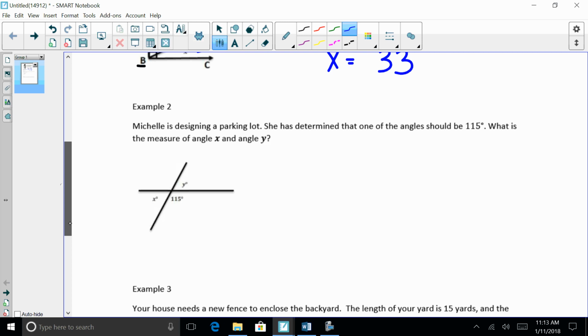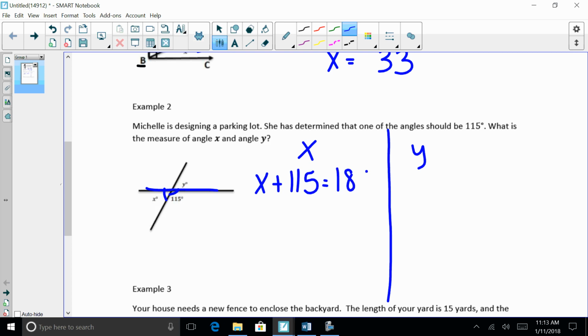Okay, example 2. Michelle is designing a parking lot. She has determined that one of the angles should be 115 degrees. What is the measure of angle x and angle y? So we're going to be solving for two different angles, so x and y. So I'm going to divide my paper in half. If I start with x, I know that angle x and the 115 angle right here form a solid line. So that's 180 degrees. So x plus 115 equals 180.